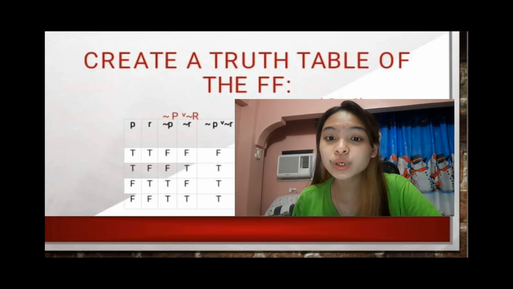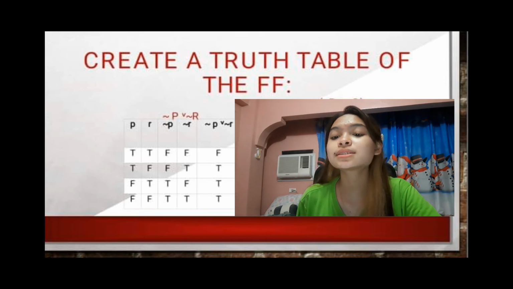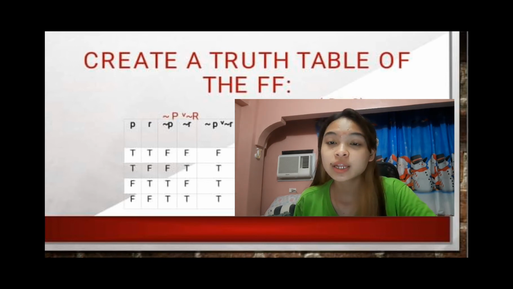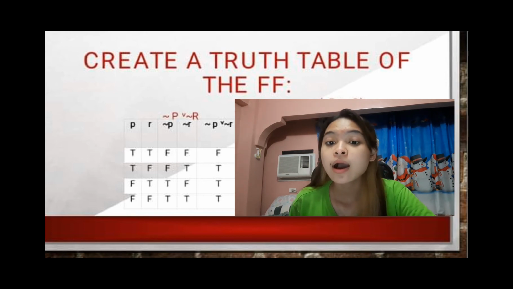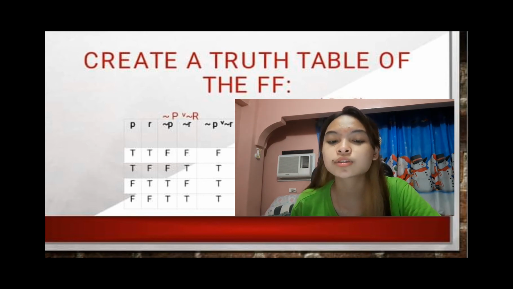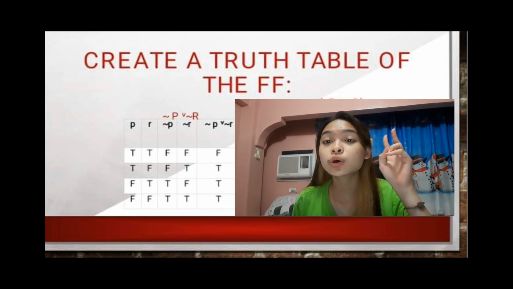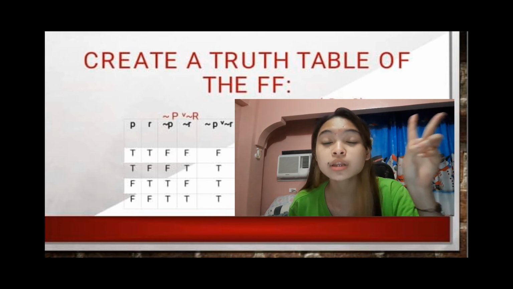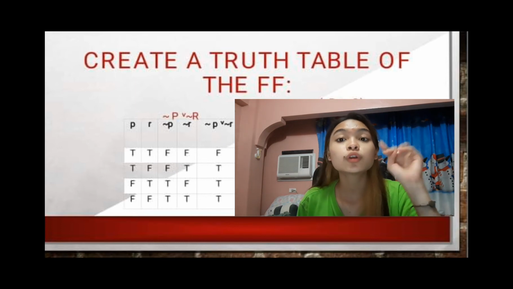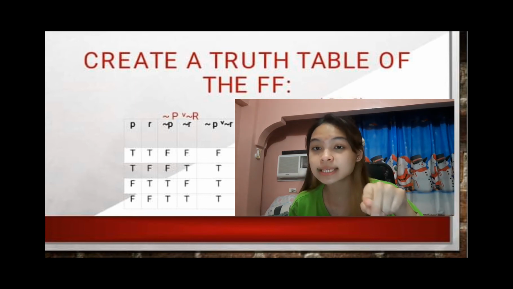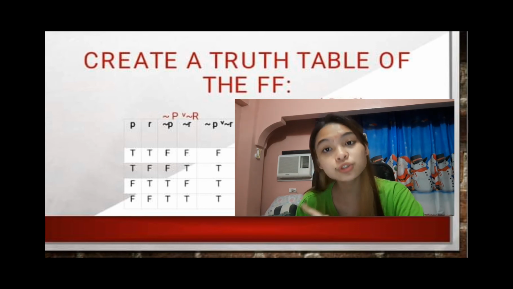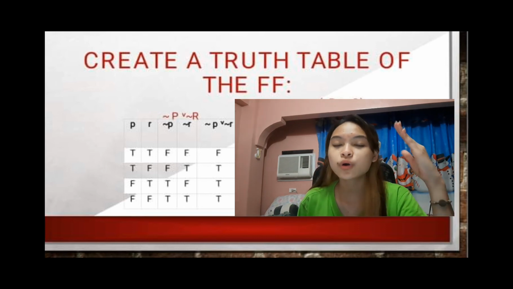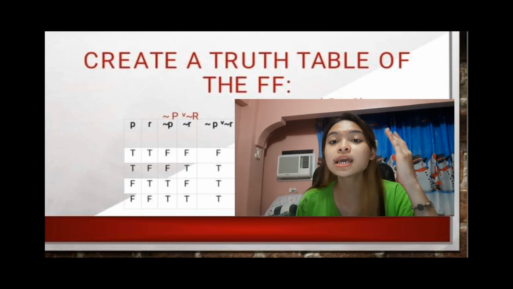Last example is creating a truth table of the given symbol. So first symbol is not P or not R. So it only has two propositions. So 2 to the power of n is equal to 2 to the power of 2 is equal to 2 times 2 is equal to 4. So we will just start with TTFF.